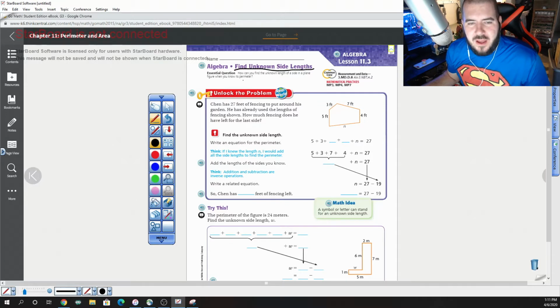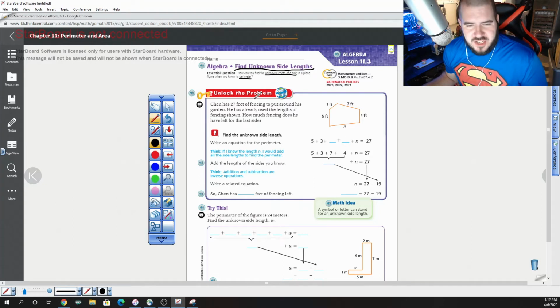Okay, so this is still a lesson on perimeter. So our question asks us, how can you find the unknown length of a side in a plane figure when you know its perimeter? Okay, so we're trying to find the unknown length of the side, but we do know the perimeter, and we're going to show you how you can figure out what it is.